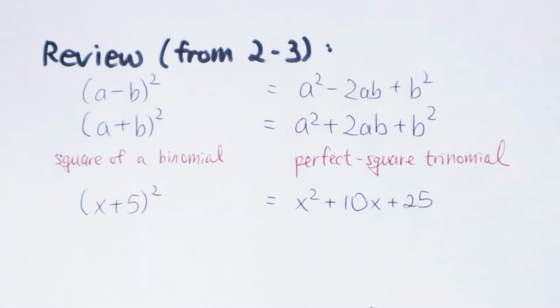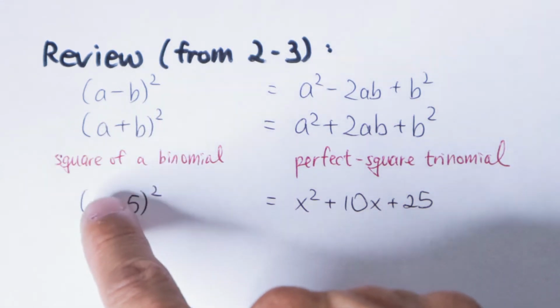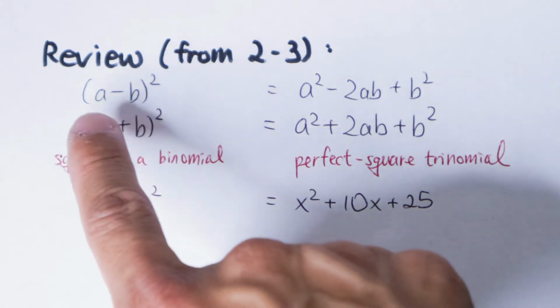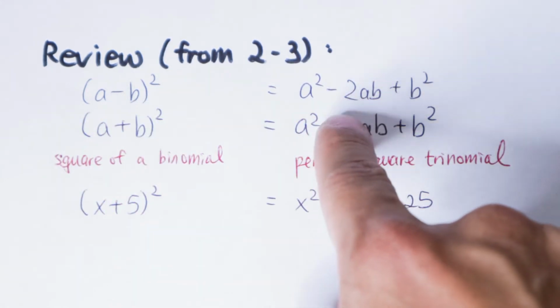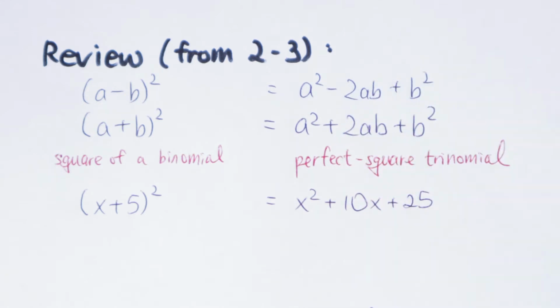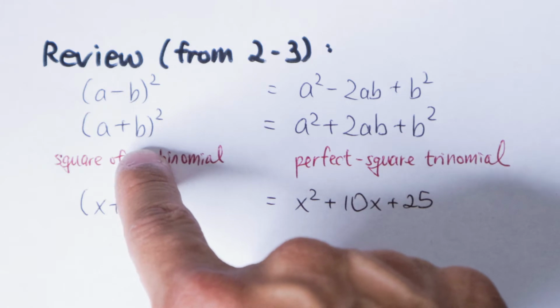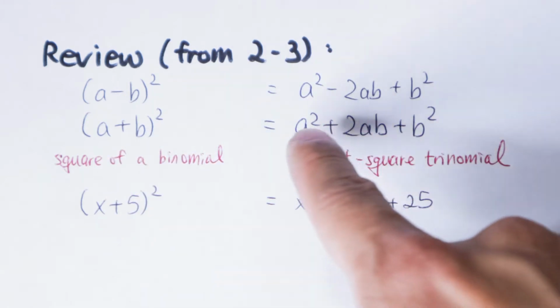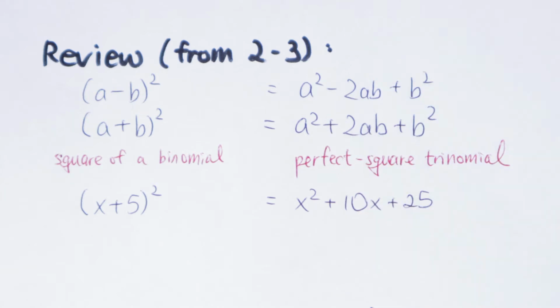Let's take you back to section 3 of this chapter. Recall that we have learned to square a binomial. So if you have a minus b squared, the shortcut was a squared minus 2ab plus b squared. Likewise, if the binomial has a positive sign in between, a plus b squared, then the shortcut is almost exactly the same, except that the middle term is positive.